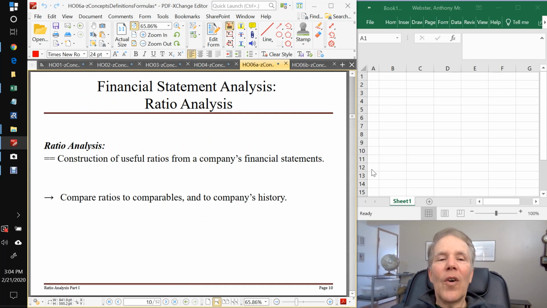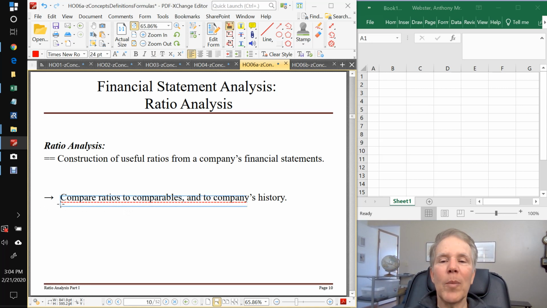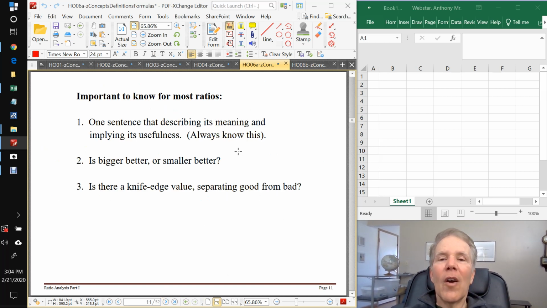And with all that in our back pocket, we jumped into ratio analysis, which is just taking numbers from companies' financial statements and making ratios out of them. And as always, when we do this, looking at a particular company, we want to look at the ratios compared to comparable companies and see how the company is doing compared to its history. Is it improving? Is it getting worse? That sort of thing.